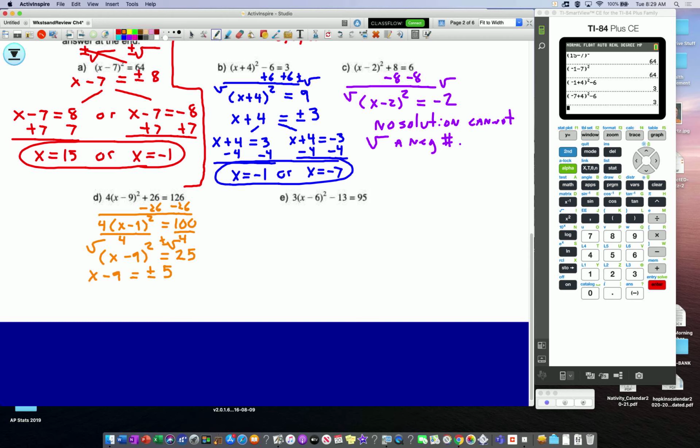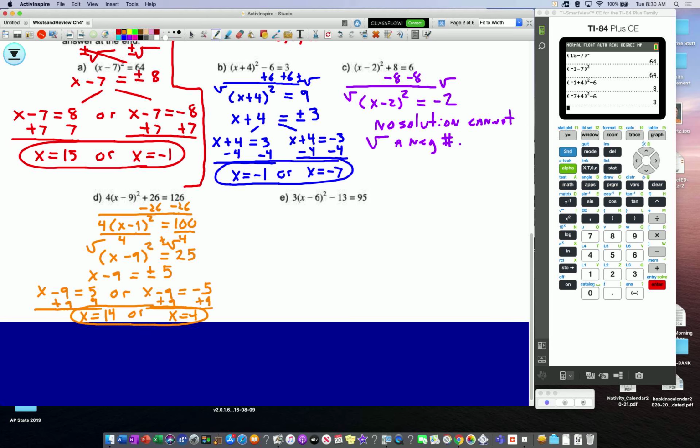So I get two equations here. x minus 9 equals 5, or x minus 9 equals negative 5. So I need to add 9 to both sides. So on the first one, I get x equals 14. Add 9 here, and I get x equals 4.